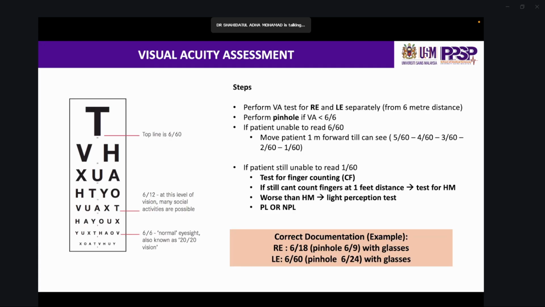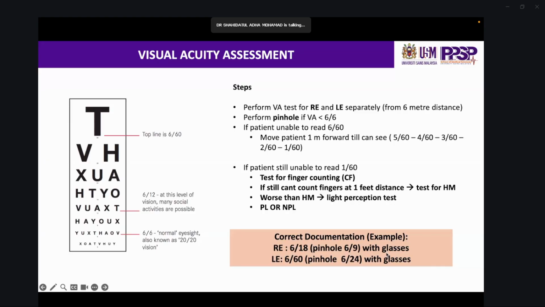the vision as well. Because this visual acuity is actually medico-legal, all right? Most of the patients will present to you first, for whatever reason, for whatever complaint. So the vision from your side is very important. This is an example: right eye, the vision is 6/18. So vision is less than 6/6, so we perform pinhole. Pinhole is 6/9. And this patient is wearing glasses, so we write here 'with glasses'.